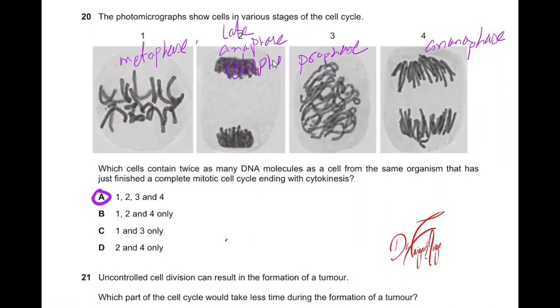So this is late anaphase, or probably this is actually not just late anaphase. This is telophase. We can identify this as telophase as well, because you can see a very fine nuclear envelope forming if you look closely. So yes, telophase is there. A prophase is there, and anaphase is there as well. Which cell contains twice as many DNA molecules as the cell of the organism that has just finished a mitotic cell cycle ending with cytokinesis? Now, since the cells have not separated, the answer will be 1, 2, 3, and 4, all of these.